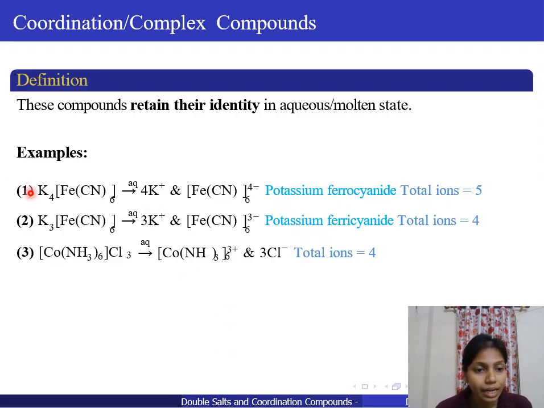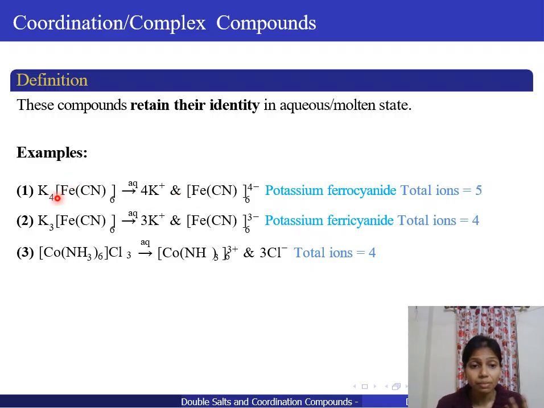So this is an example of a coordination complex. When it is dissolved in water, what will be seen? Potassium ions will be observed, because if we do the test for potassium ion, we'll get a positive test, but we will not get a positive test for iron ion.